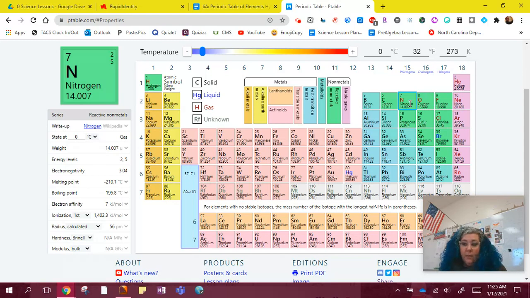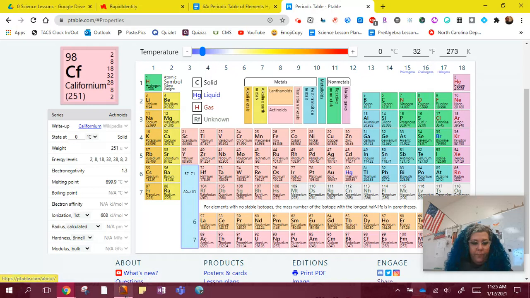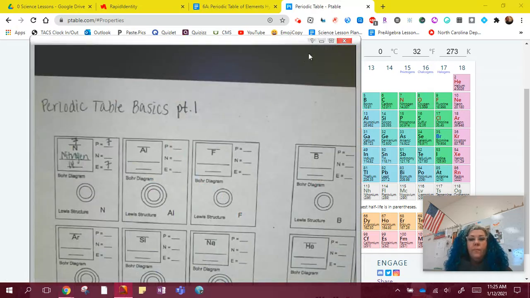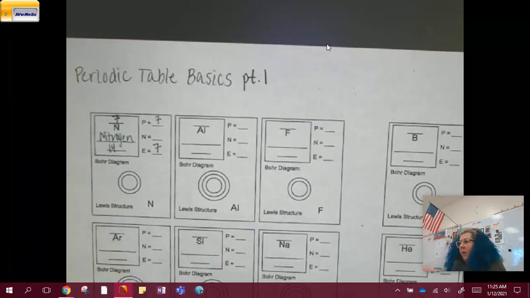But 14.007 is the atomic mass, and I'm just writing it as 14. So I'm going to go back and I'm going to show you what I'm doing on my paper. All right.